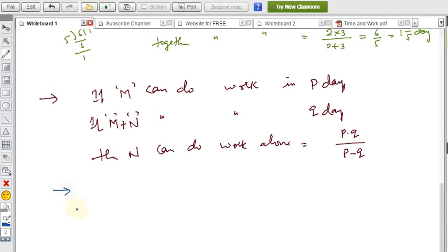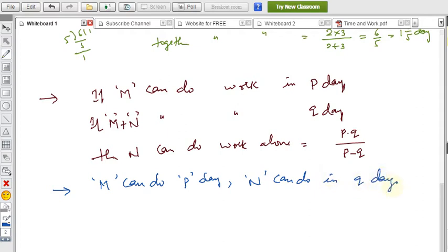One more. For example, M completes a piece of work in P days, N in Q days, and O in R days. Three persons are there, not only two, given separately. In questions, we will give some numbers instead of P, Q, R. In the case of three members, all together means M plus N plus O.